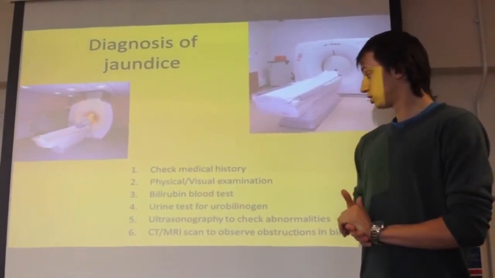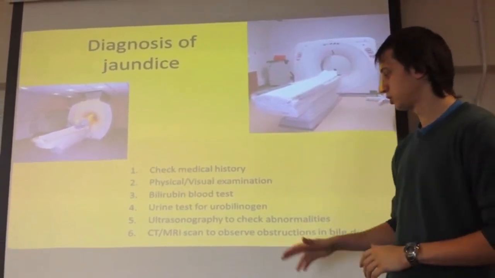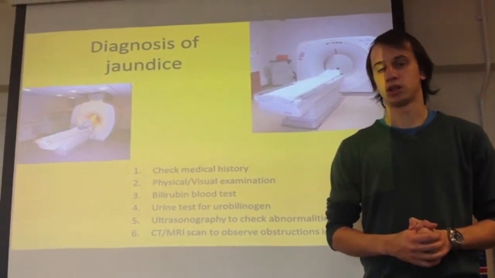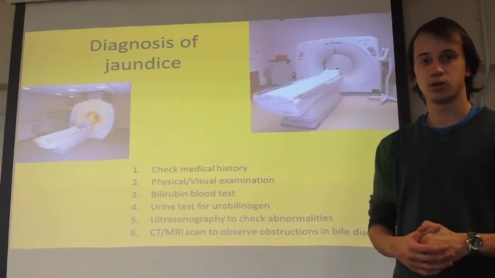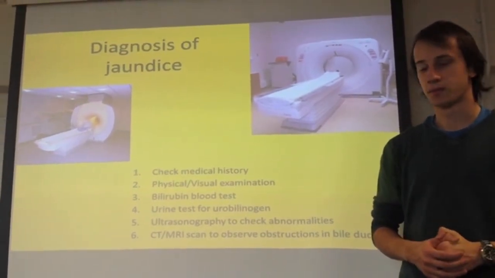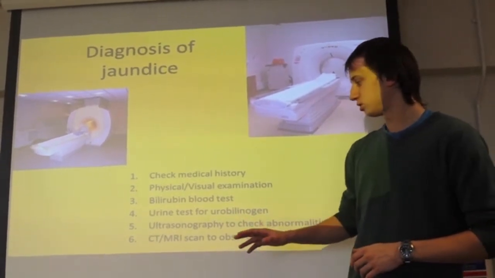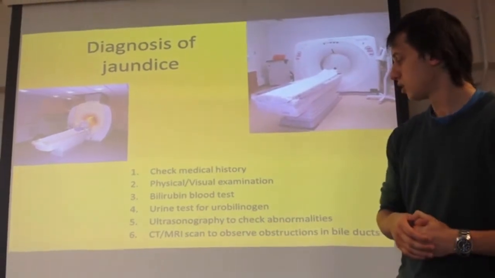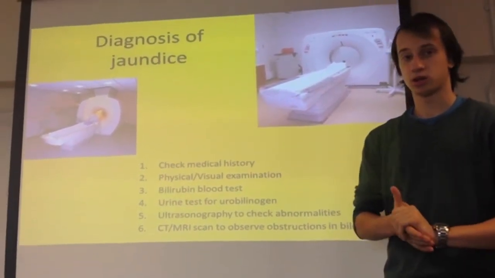Jaundice can also be detected by testing a urine sample, in which we check for urobilinogen. Ultrasonography is also used to detect jaundice, by which we check for abnormalities in the abdomen or any obstructions in the bile ducts. Bile duct obstructions are most commonly checked by CT or MRI scans, which you can see in these pictures, because they give the best results to check for bile duct obstructions.